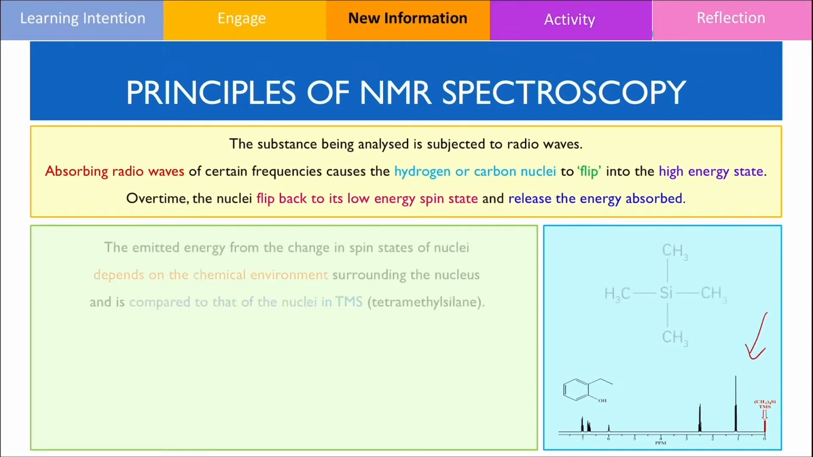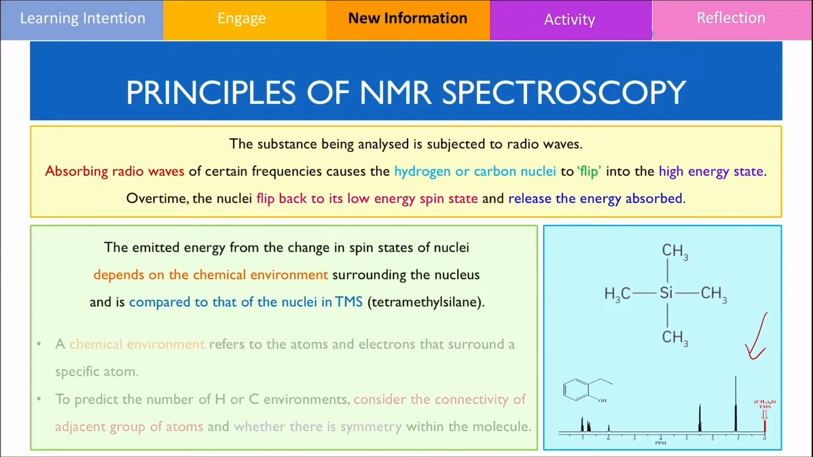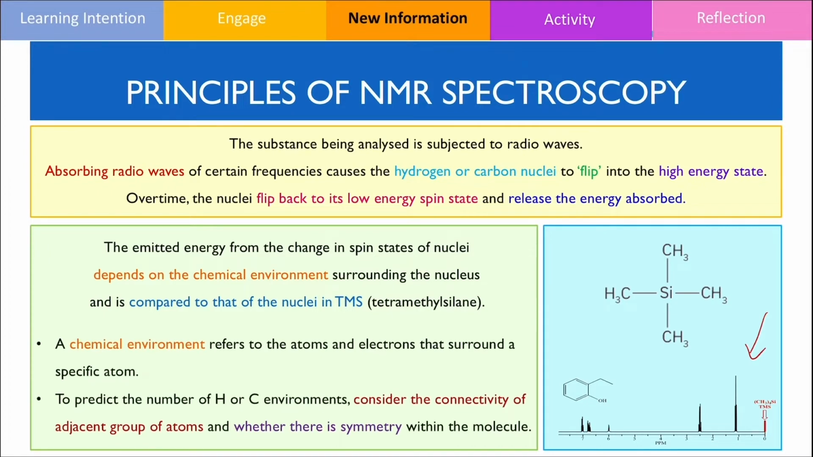The amount of energy that is emitted will depend on the chemical environment of that nucleus, and this is compared to the nuclei in tetramethylsilane, or TMS for short, which has the following symmetrical tetrahedral structure on the right hand side. When we're talking about the chemical environment of a nucleus, we're referring to the group of atoms and electrons that surround it. It is an important skill to recognize the number of hydrogen and carbon environments that are present in a molecule. To do this, we need to consider the connectivity and the arrangement of atoms surrounding the nucleus and whether there's a plane of symmetry.